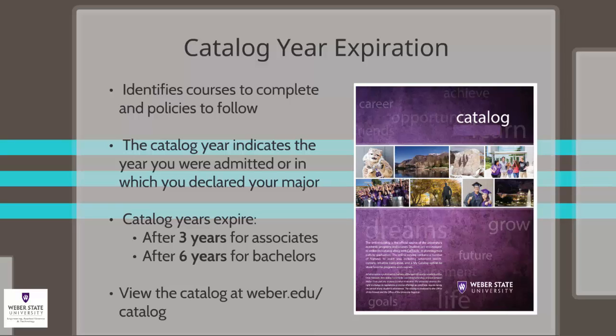You have 3 years to complete your associate degree under your declared catalog and 6 years to complete a bachelor degree. If you do not complete your degree within that period, you will need to declare the next active catalog year and fulfill any different requirements of that newer catalog year. You can access your catalog online at the website shown on the screen or in your eWeber portal.